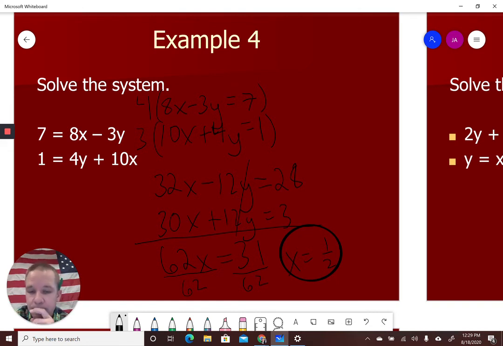All right. So I'm going to substitute this back into one of these. It really doesn't matter which one. They're both going to kind of work out in the same difficulty level. So I'll just go with the first one.